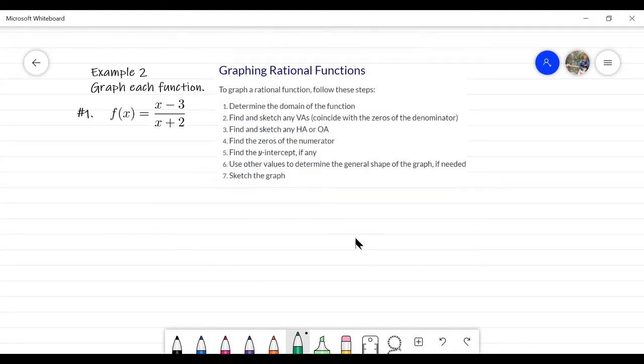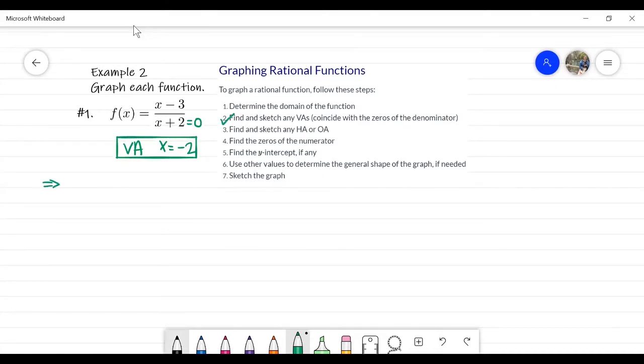The first thing we want to do is think about the domain, and really that first and that second option go hand in hand, right? Finding those vertical asymptotes means that we're finding the places where our function is not defined, or things that are not in the domain. So to do that, we set that denominator equal to 0, and we get x is -2. So this represents a vertical asymptote. That part's actually already done, but it ties into that domain question.